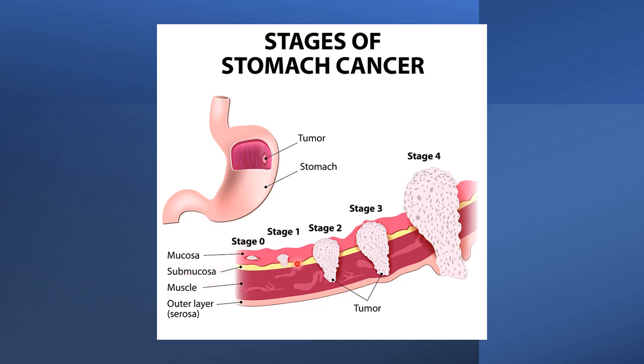Submucosa: involvement of the submucosa here is stage 1. Stage 2 has gone to the muscle layer, especially the inner longitudinal layer. Stage 3 has gone to the serosa, but it has not gone outside the serosa yet. And stage 4 is when it has penetrated the serosa into the neighboring organs.